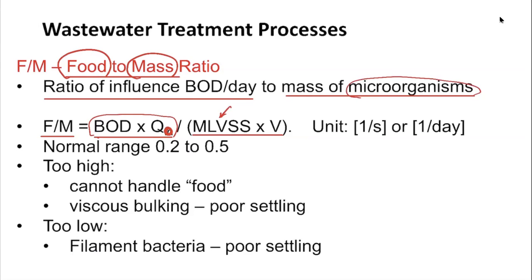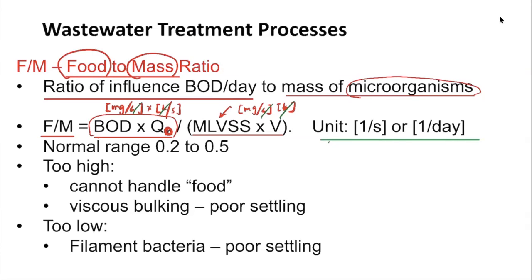So now if you check what is the unit for this food to mass ratio, the BOD has a unit of milligram per liter, right? And then the flow rate has a unit of liter per second, right? Or liter per day. So the MLVSS has a unit of milligram per liter, and then the volume has a unit of liter. So you can see that if you cancel out these terms, the food to mass ratio, the F over M, has a unit of 1 per second or 1 per day.